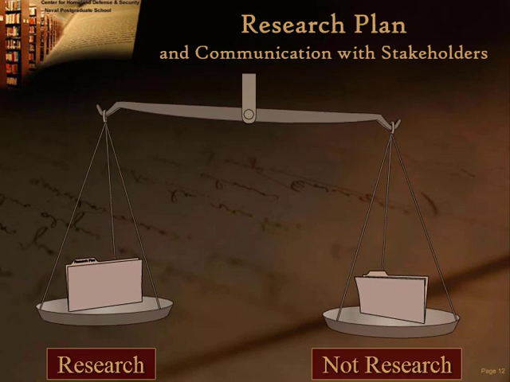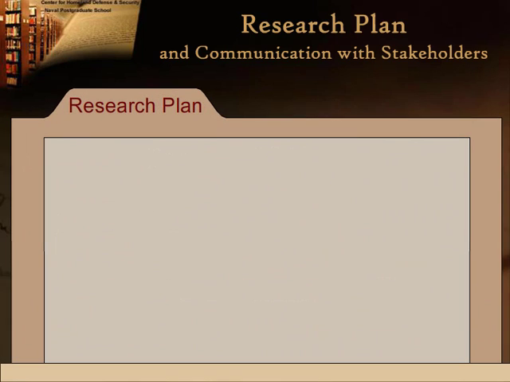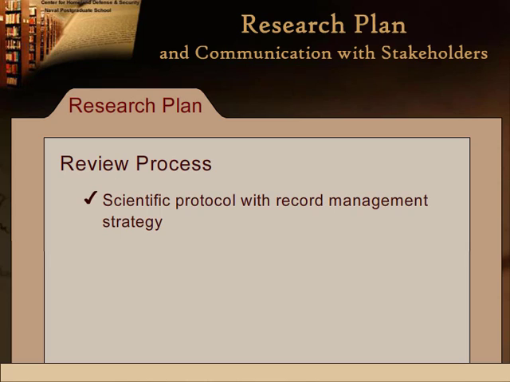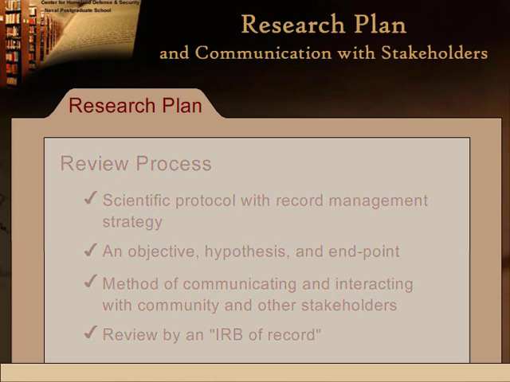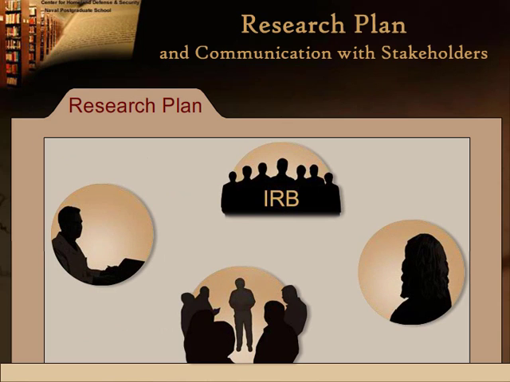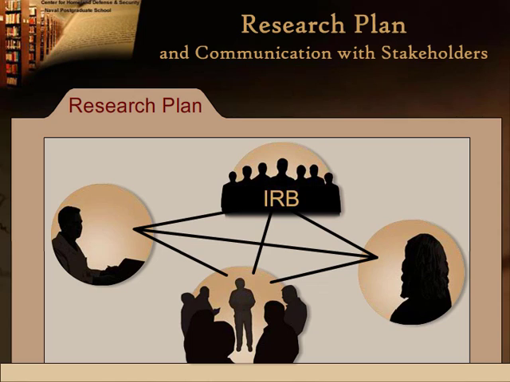Once the question of research versus not research has been settled, a human subjects research plan should be given top priority. Such a plan is a review process that includes a scientifically meritorious protocol with a records management strategy, an objective, hypothesis, and an endpoint, a locale-sensitive method of communicating and interacting with the community and other stakeholders, and review by an IRB of record. All stakeholders' roles should be considered in balancing the risks and benefits of the research. The IRB's role includes continued involvement in new issues as they arise during the study. Ideally, the research plan should recognize and involve all stakeholders from the outset. A complete research plan should assure accurate and full communication, appropriate scientific peer review, IRB review, and dedication of resources to ethical issues, as well as to the conduct of the study.